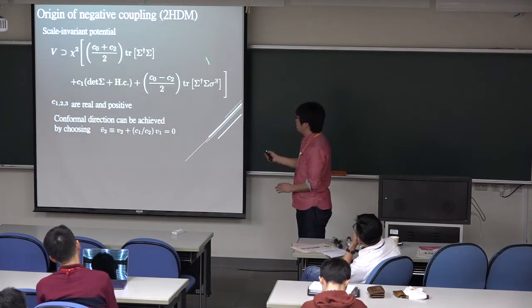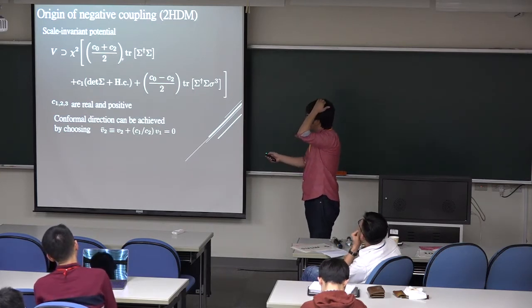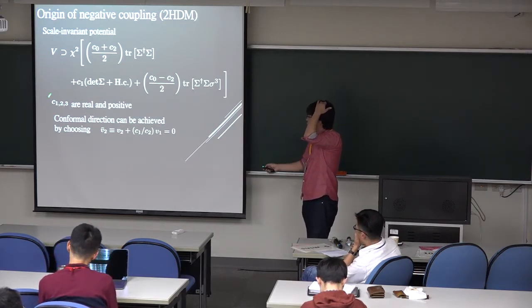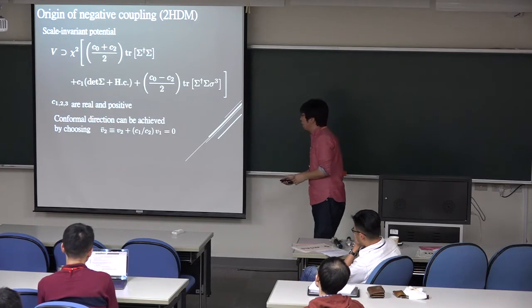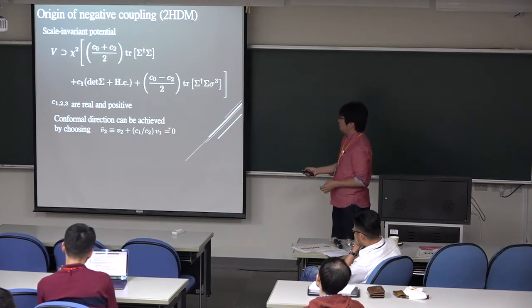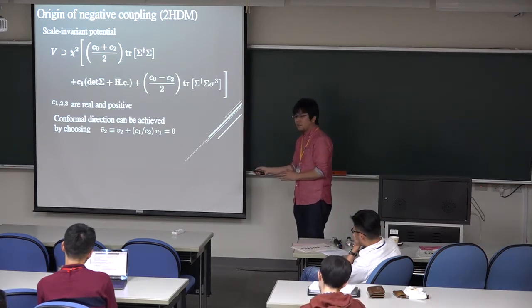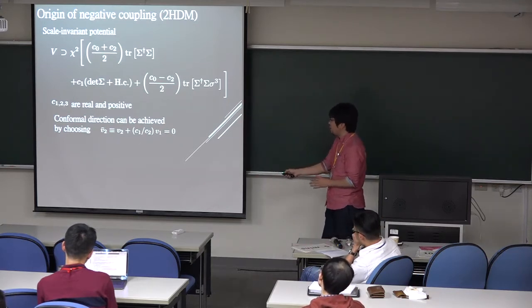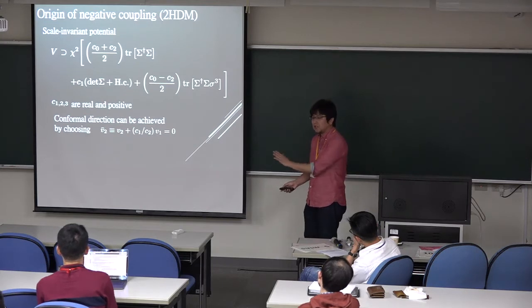And again, this is the scale invariant realization potential. Here, we just consider, sorry, slightly different notation, but C0, C1, C2 are real and positive. We are now saying that we would like to see the conformal direction, which can be achieved by choosing this kind of direction. When we perform the rotation of the axis, you can easily see the conformal direction.